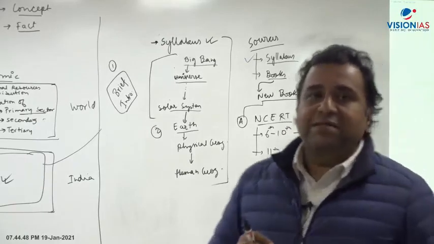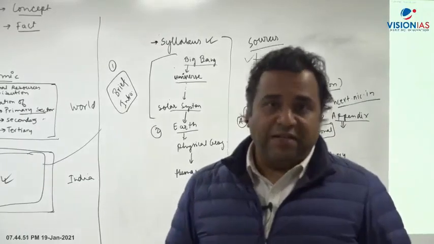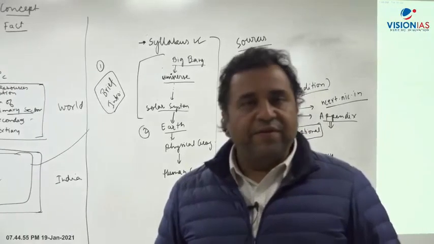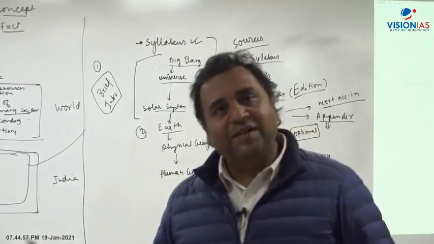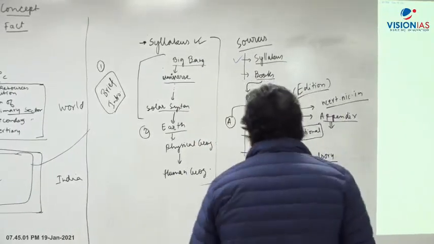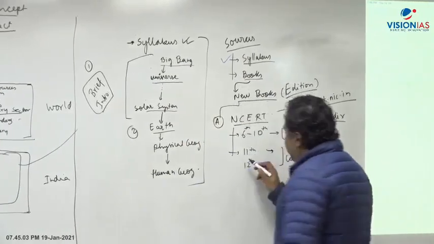But some parts are not given in 11, 12, such as latitude, longitude, not given in 11, 12. Solar system, not given in 11, 12. So they are given only in your class 6 NCERT. Okay, so please keep that in mind. But compulsory read is class 11, 12.